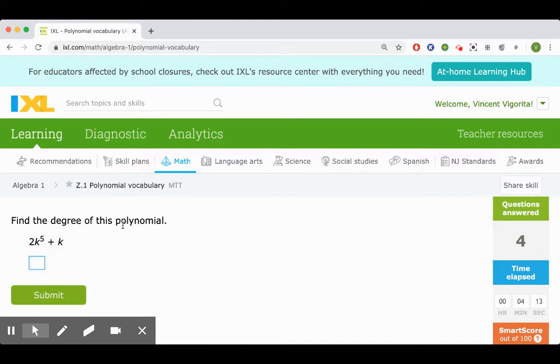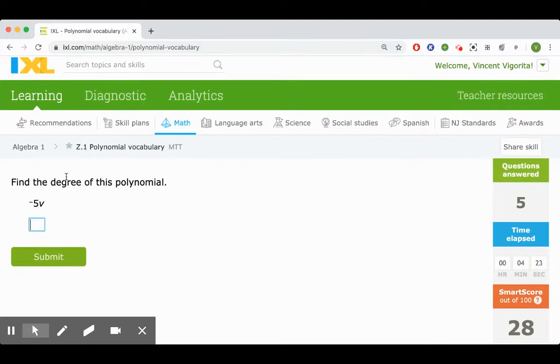Find the degree of this polynomial. This one has 5. This one has 1. You can't see it, but there's a 1. And so the degree is 5. This one, find the degree. It's 1. If it's a variable, you don't see an exponent, just know that it's 1.